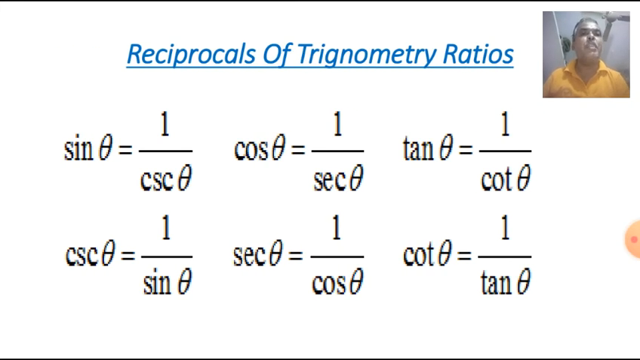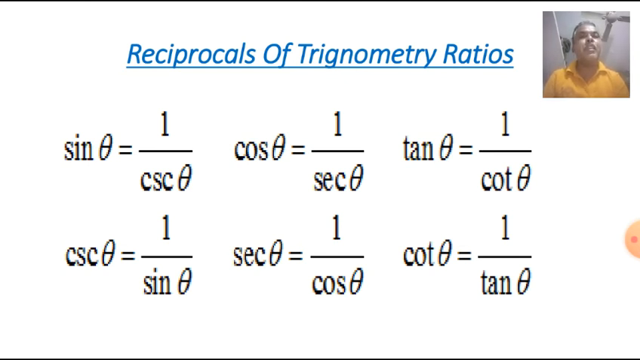What we get? Reciprocals of trigonometry ratios. This we also studied in the last session. Even though these are reciprocals, they are like trigonometry formulas, basic formulas. What are these? Sin theta is equal to 1 by cosec theta. Cosecant theta is equal to 1 by sin theta. Cos theta is equal to 1 by secant theta. Secant theta is equal to 1 by cos theta. Tan theta is equal to 1 by cot theta. Cot theta is equal to 1 by tan theta.